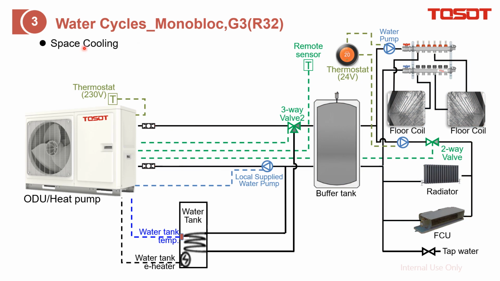Next, we go to space cooling. Similarly, we just produce the chilled water and stop at the buffer tank, just like this. And when cooling is required, we can also conduct the chilled water either to the floor coil or the radiator and fan coil. However, because it is not easy to control the dew point, which means it will generate condensation on the floor, we do not recommend doing it like this. We recommend conducting the chilled water to the fan coil or radiator.